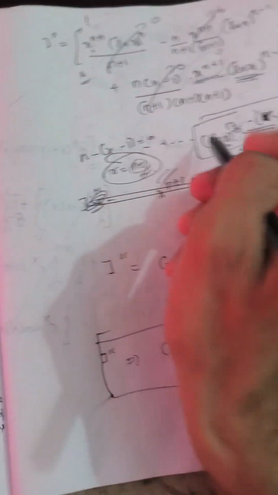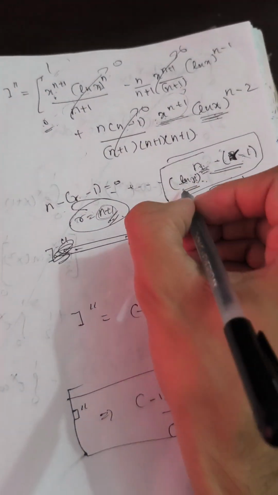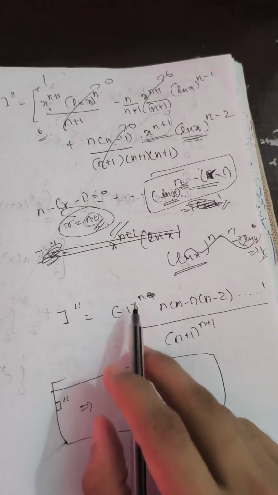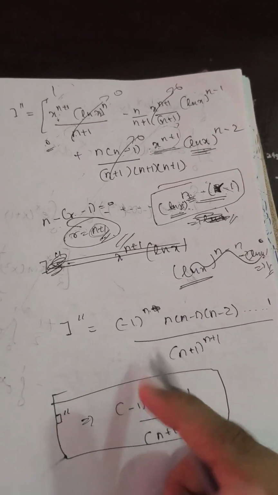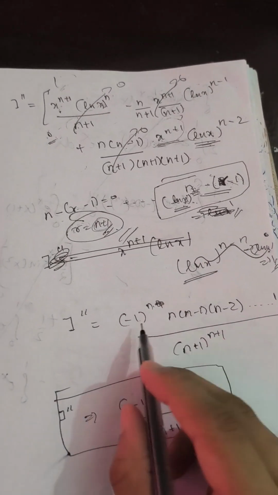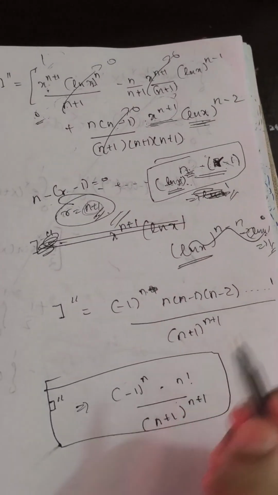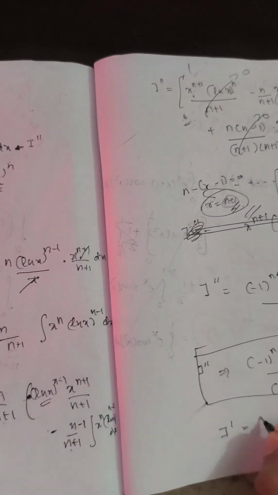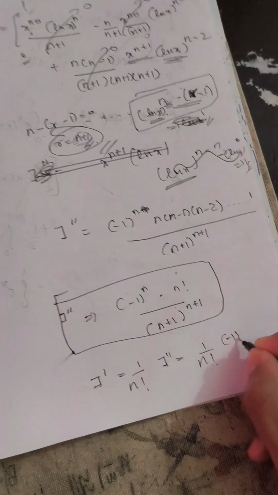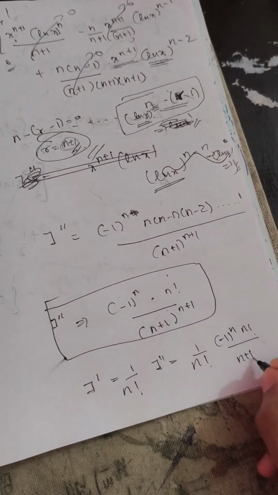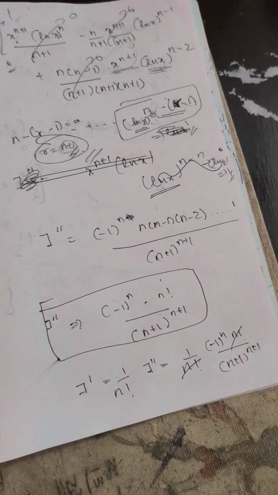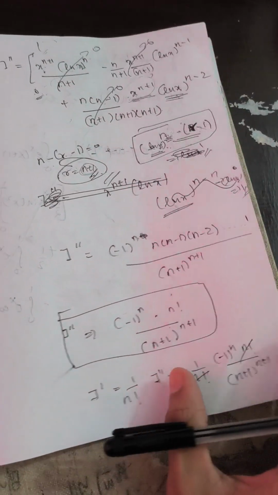So we found out that term by writing down the general form of the exponent of the log x function, and then we figured out which term it is, and then we figured out what the form of the n plus 1th term of this integral will be, and we wrote it down like this. Now we can finally substitute back here. So I dash was just 1 by n factorial into I double dash, which is 1 by n factorial into minus 1 the whole raised to n into n factorial divided by n plus 1 the whole raised to n plus 1. Now look at that. The n factorial, they get neatly canceled out there.